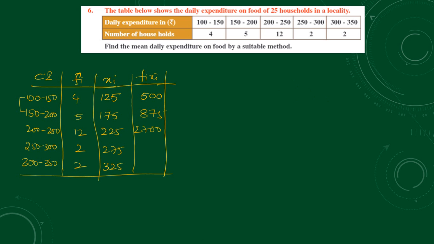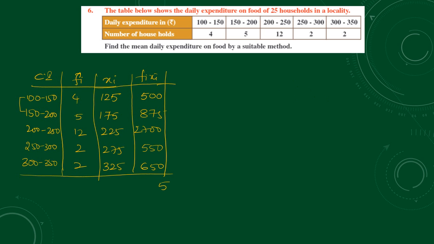Next, 275 into 2: 200, 200 is 400, 400 plus 150 is 550. So the answer is 550. Then 325 times 2 is 650. So this value is 650.